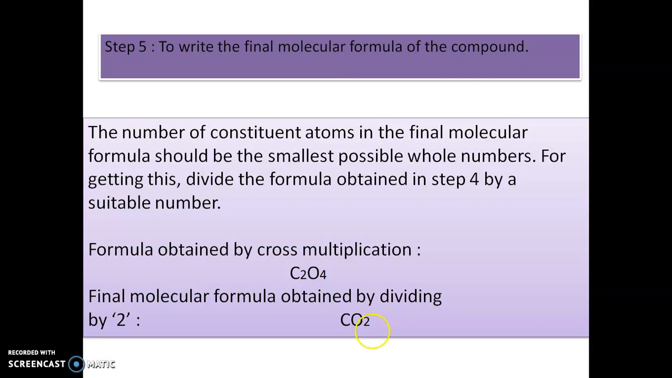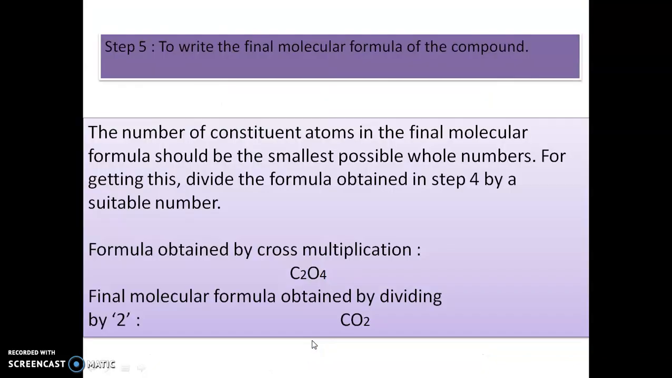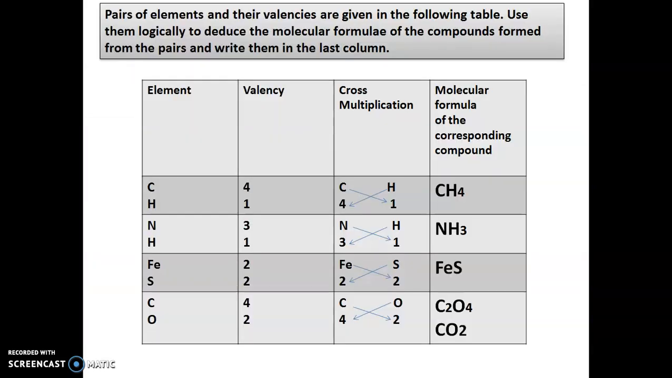So let's revise this. First we will write the symbols of the constituent elements. Then after that we have to write the valency below the element. Then cross multiplication to find out the number of constituent elements, and then finally if at all it is divisible, you have to divide it. If it is not divisible, you just have to write the formula as it is. So this is how we are finding that.